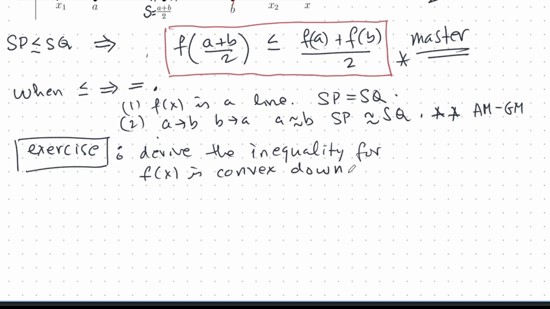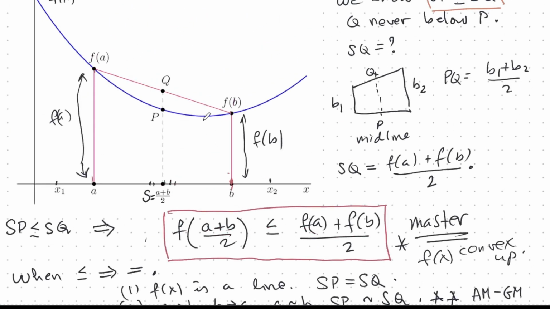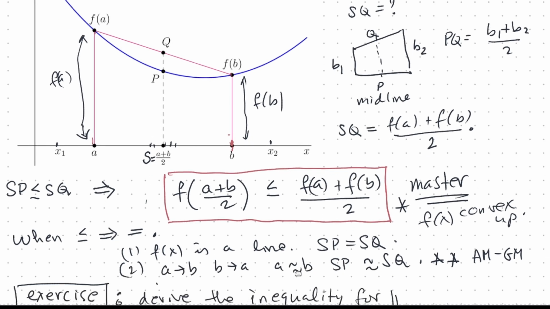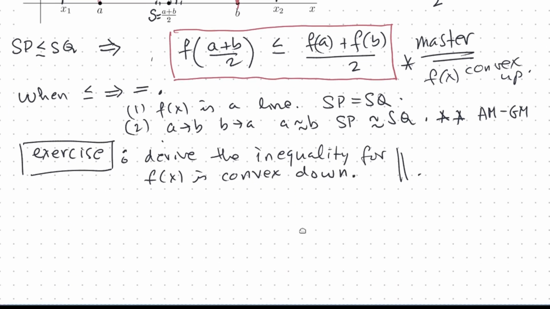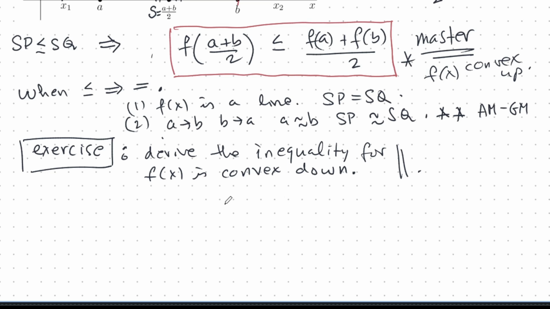So I did the case for convex up. Here f of x is convex up. You now prove the similar inequality for convex down. So draw this picture for convex down, go through all the same logic, and do this proof for convex down.